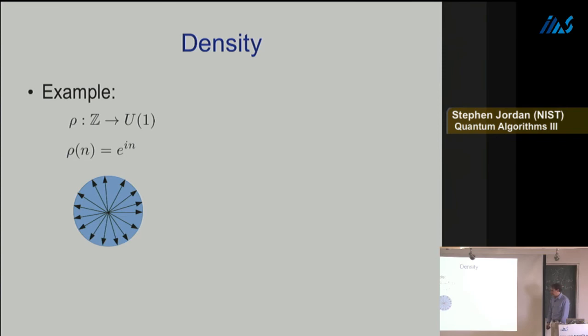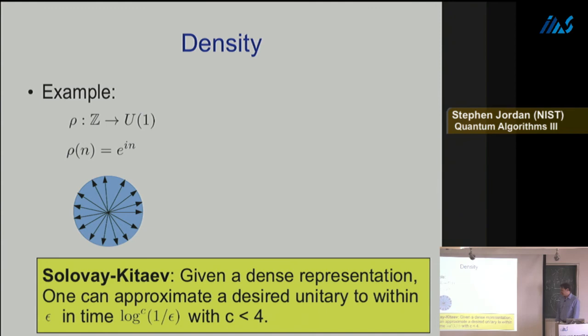At that point, say we want to approximate some particular element of U1, some particular phase, we can always find some integer n where rho of n will be as close as we want to that phase. That's reasonably intuitive. The part that's not as intuitive is that you can find such an n efficiently. And not only that, but you can do the same thing with U(n) for any constant dimension n, instead of just U1. But you can't do it for U1.